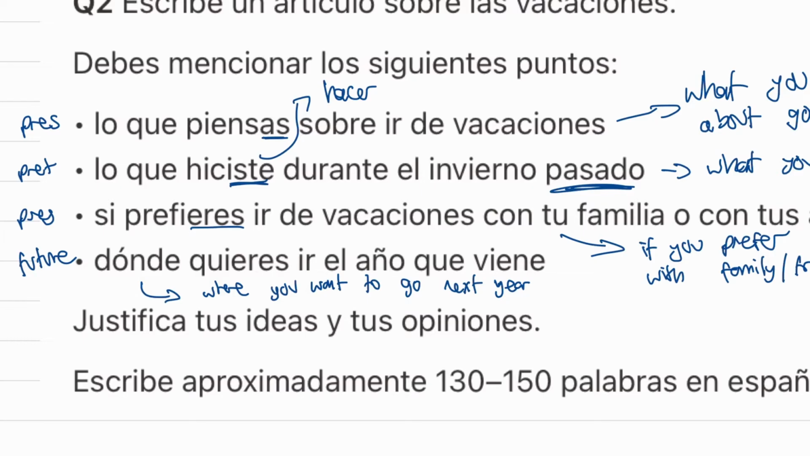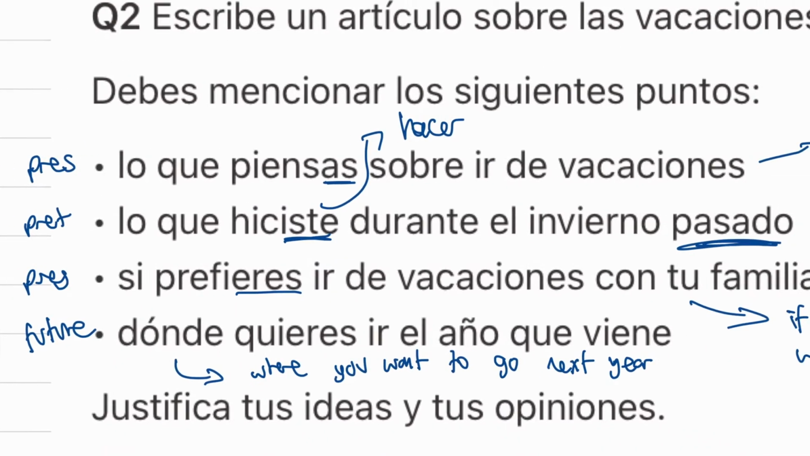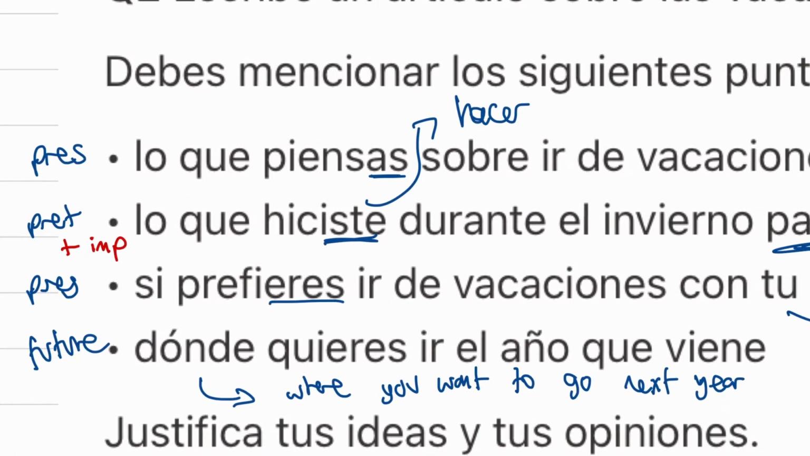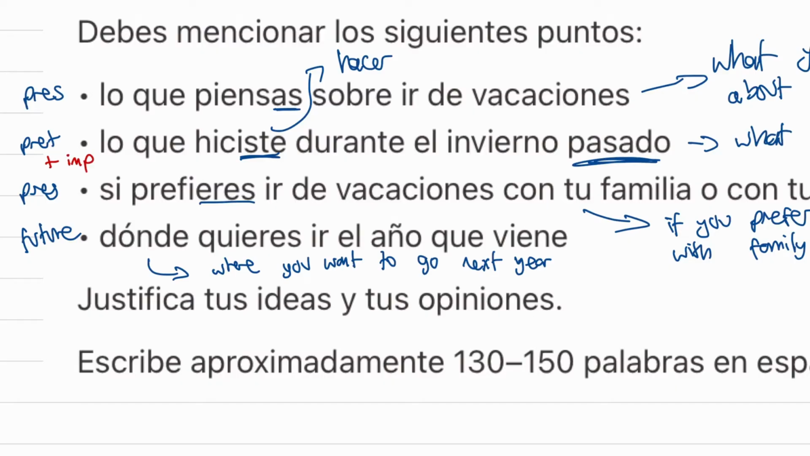So I'm going to have a quick think about what other tenses I can use in each bullet point and make a note of that. I do it in red here. So with the preterite, I like to compare with the past, with the imperfect. So I'm going to write there preterite plus imperfect. So in the second bullet point, I'll try and sort of squeeze in some imperfect tense there to use up an extra tense.